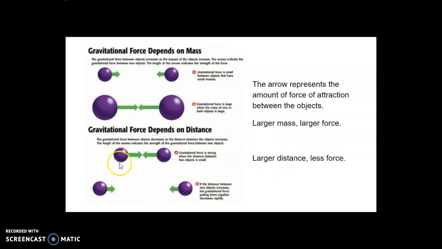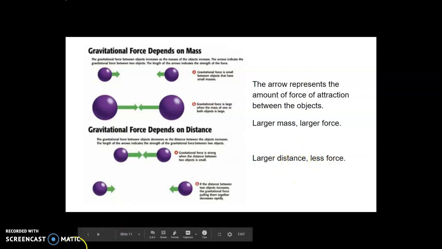And then the second part, gravitational force does depend on distance. So the greater the distance between the objects, the smaller the force. So I would draw something like this in your notebook just to help your brain remember bigger mass, bigger force, and also the opposite, larger distance, less force. Smaller distance, more force. So say those things to yourselves a few times, and you should have Newton's law of universal gravitation down pat.